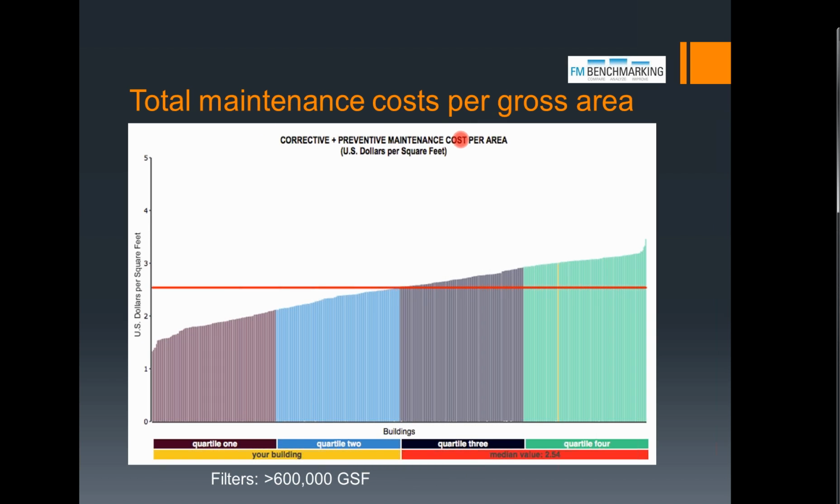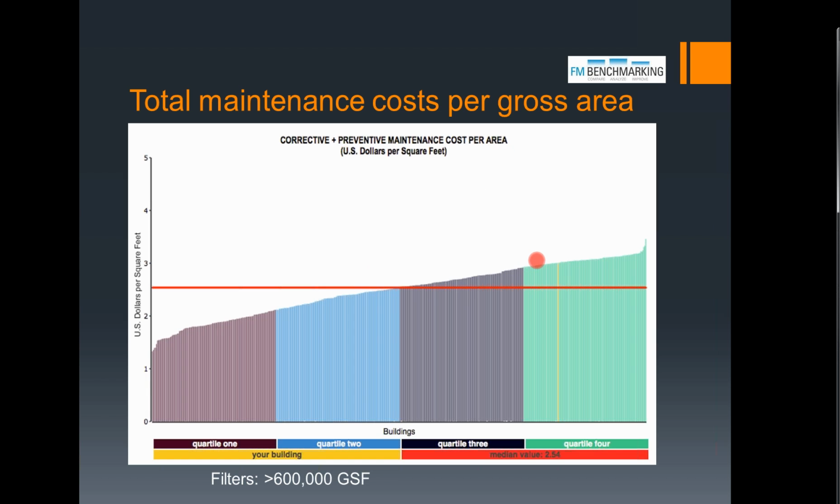In this chart, as you can see, we've got a lot of data. The vertical lines are really very tightly put in here. And we've got corrective plus preventative maintenance. Corrective goes by the definition of unplanned, and preventive maintenance is planned, pre-planned types of maintenance. Again, U.S. dollars per square foot.